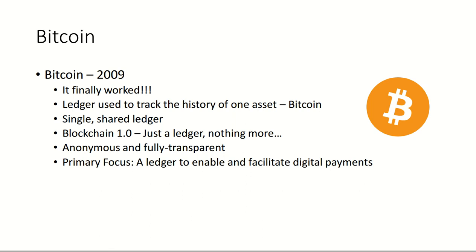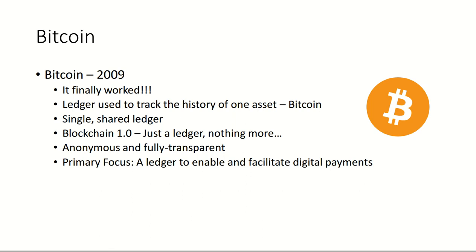And Bitcoin is what we talk about as a blockchain 1.0 platform, meaning it is just a ledger. It's just a way to record data. There's nothing more you can do with it. This idea of smart contracts, of being able to define your own actions, this did not come around till later.